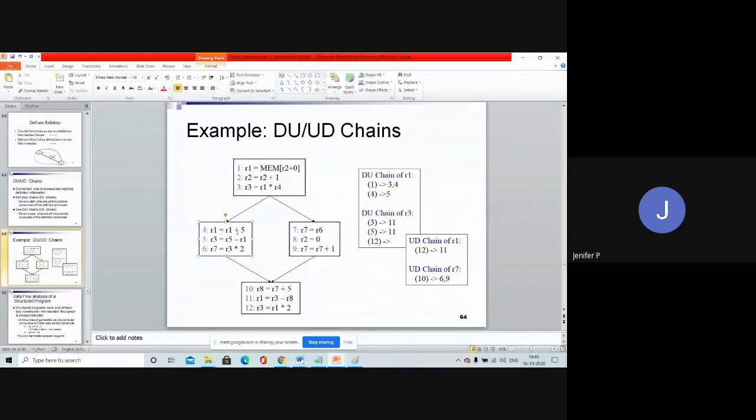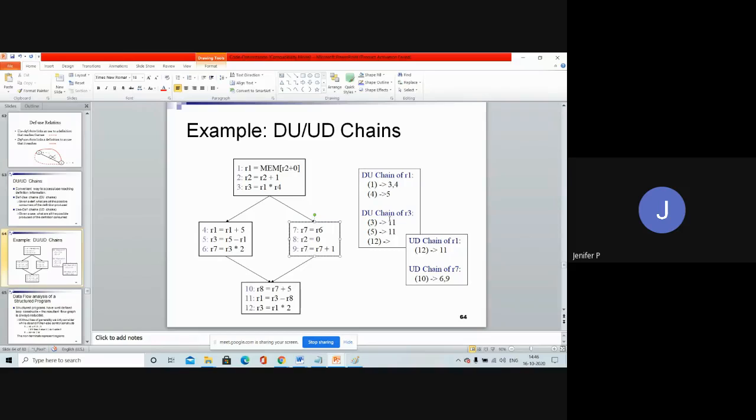Then look at the UD chain. The UD chain works backward. For example, if I take the UD chain of R1, last it is used in 12, and its definition is in 11. Similarly, take R7. R7 has been used in 10, and previously it has been defined in 6 as well as in 9. So this is said to be the UD chain.